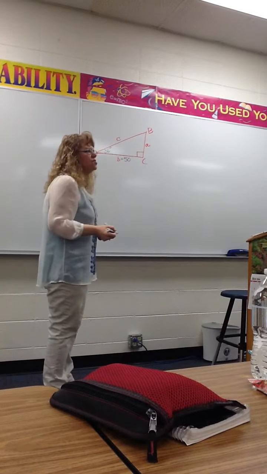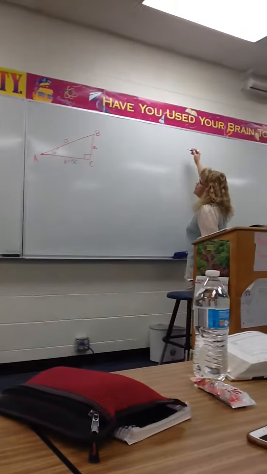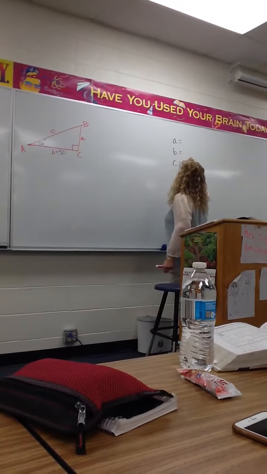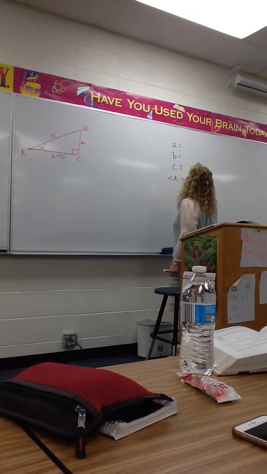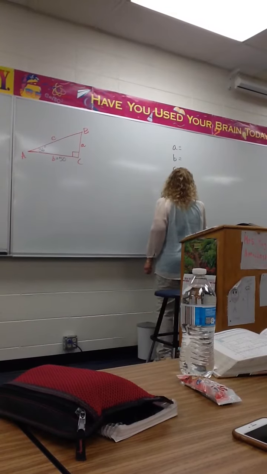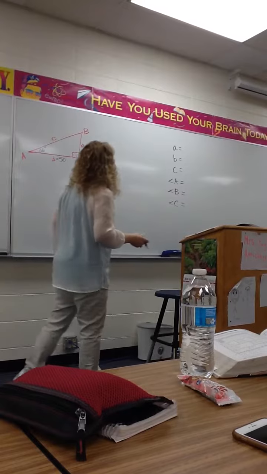What does it mean to solve a triangle? It means get all the sides, A equals, B equals, C equals, but it also means find all the angles. So when they say solve a triangle, what they're actually asking you to do is find everything: all three sides, all three angles.